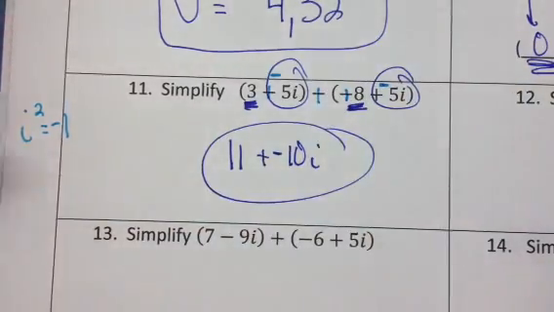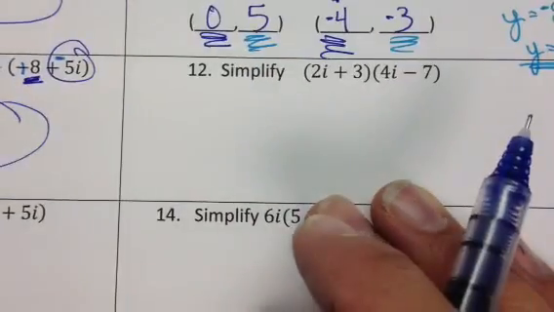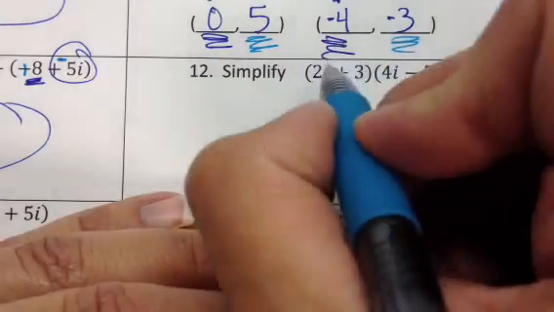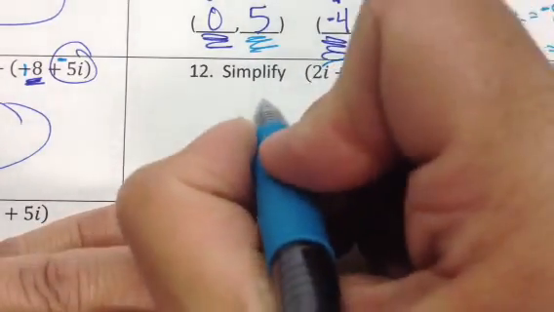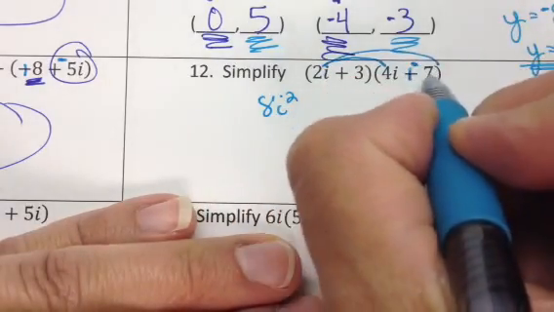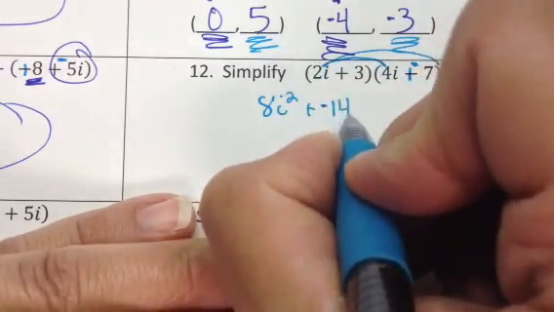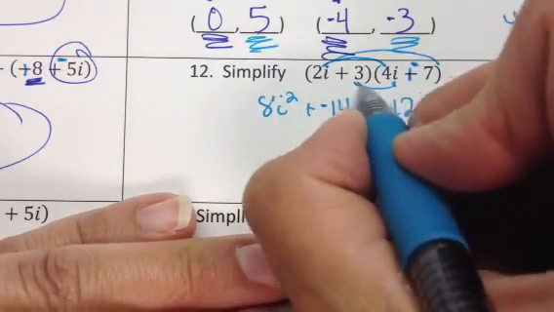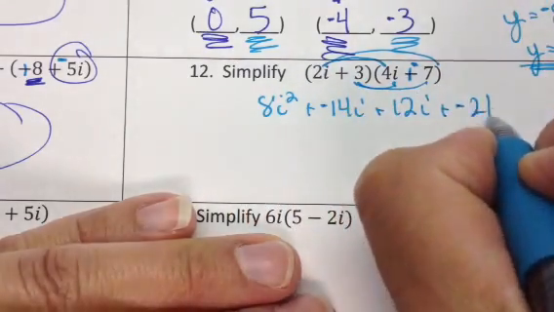Okay? The next one, these are connected through multiplication. So I just have to remember I'm distributing. So 2i times 4i, that's 8i squared. 2i, I'm going to add the opposite here, times negative 7, that's negative 14i. The 3 and the 4i become 12i, and the 3 and the negative 7 become negative 21.